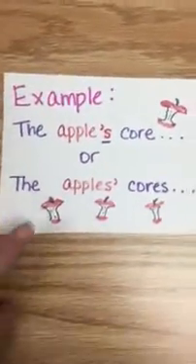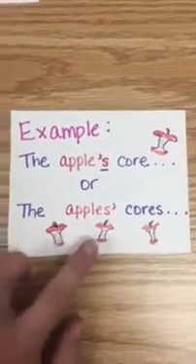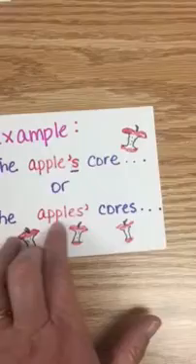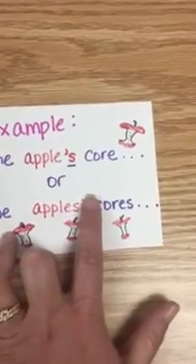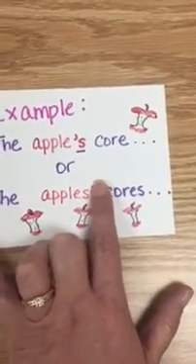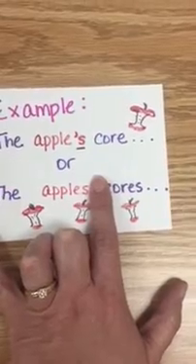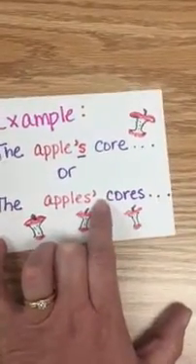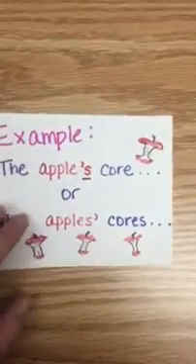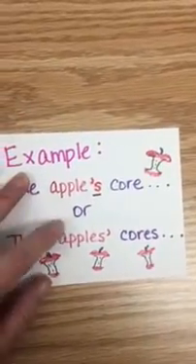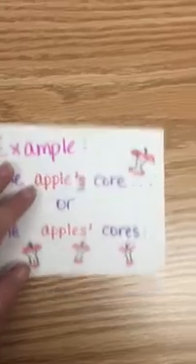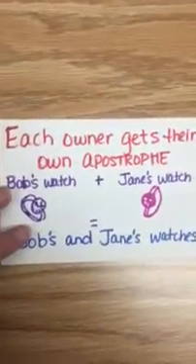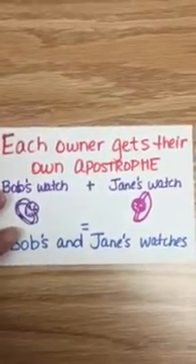Now, if we had multiple apples like down here, each of these apples has its own core. So we have many apples with a core. The apples have cores. So it is the apples' core. Now notice if we cover that up, we have the plural apples, which in fact applies to 3 apples. So we put the apostrophe at the end. So again, if the S is part of the word or not part of the word determines where your apostrophe is placed.